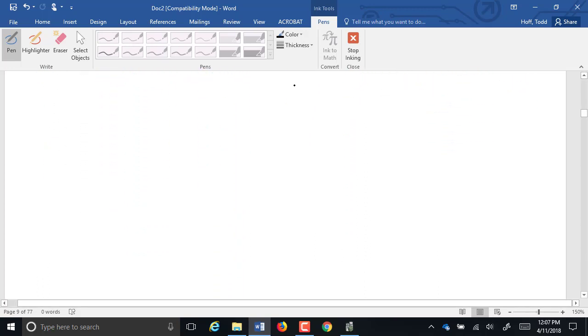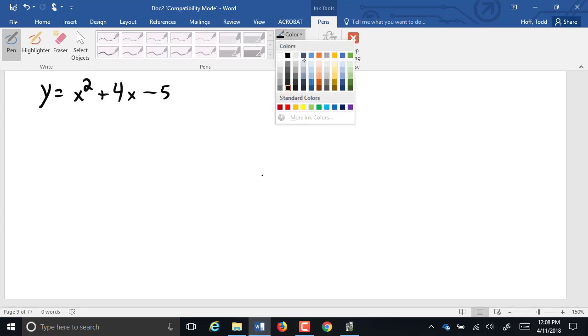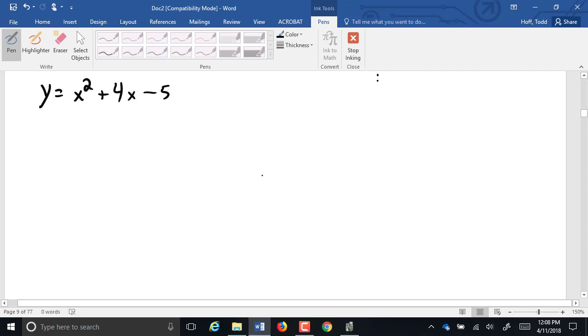Now, not all of our graphs are going to be straight lines. We might have y equals x squared plus 3x minus, actually, let's make this easier on us here, x squared plus 4x minus 5. So we're going to try to graph this.